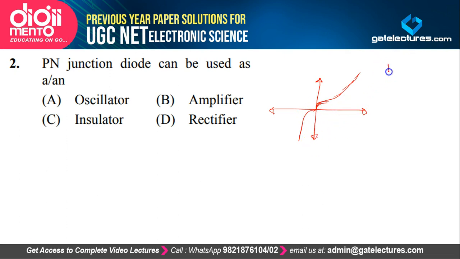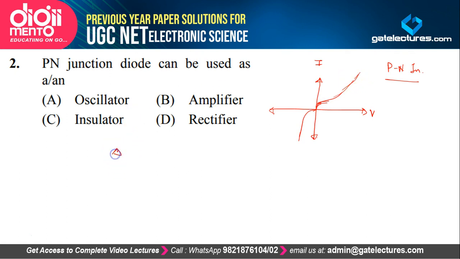These are the VI characteristics of PN junction diode. See, this is voltage, this is current. Whenever you're giving negative voltage, that is, whenever you're trying to give voltage in the opposite direction, current is going to increase drastically, which will lead to breakdown of the diode. Breakdown of the diode means it will stop working. So it is going to allow current only in a single direction.